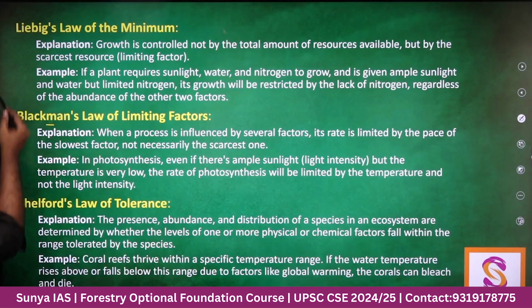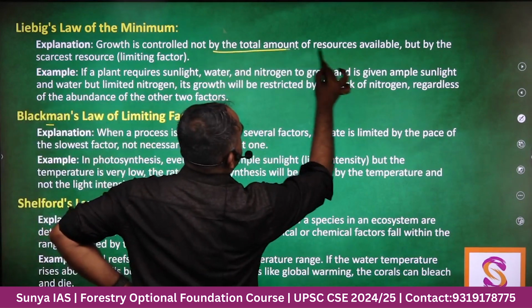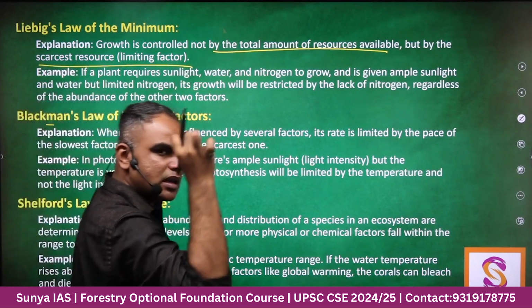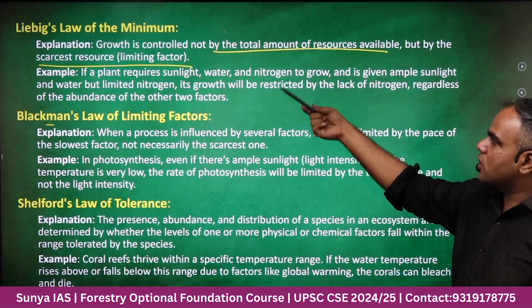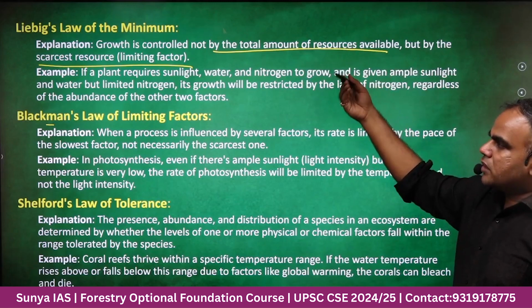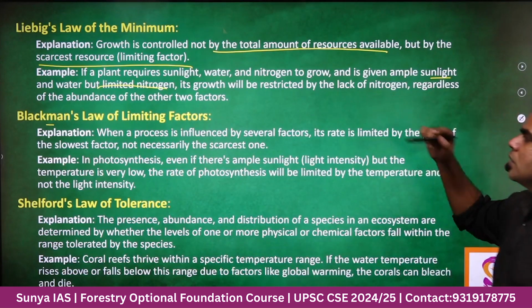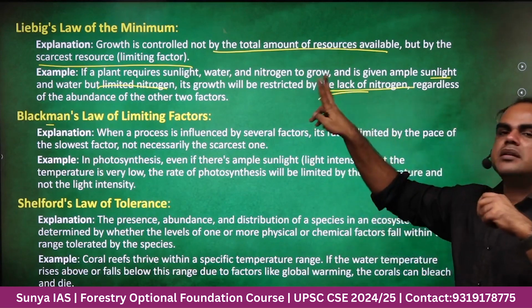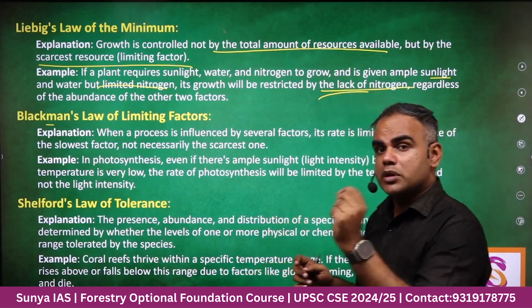Here, with Liebig's law of the minimum, remember that growth is controlled not by the total amount of resources available, but by the scarcest resource or the limiting factor. You can also understand this, right? Let's say a plant requires sunlight, water, and nitrogen to grow, and it is getting water and sunlight, but nitrogen is limited. Then the growth will be restricted because of lack of nitrogen, regardless of how abundant the other two factors are. So whatever is the scarcest resource will define growth.